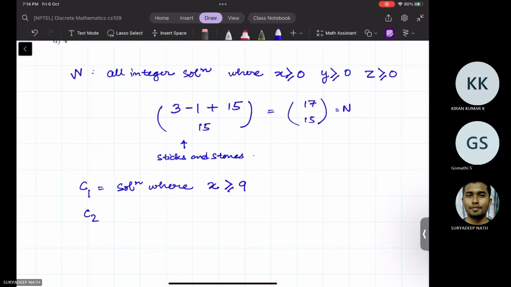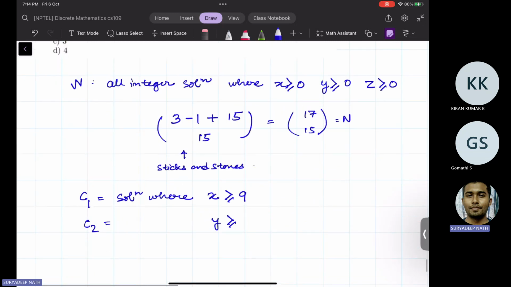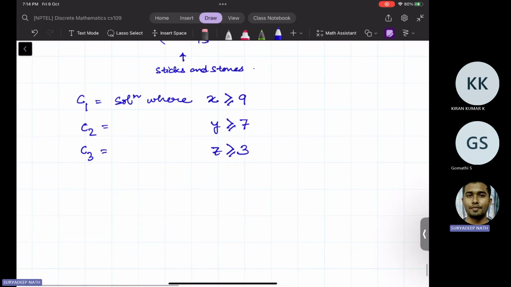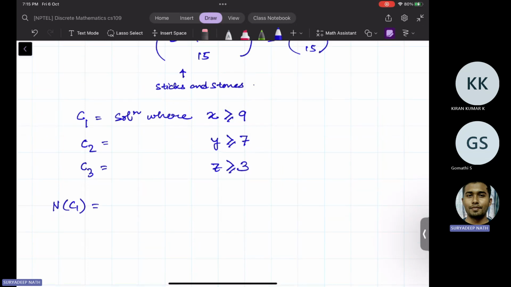C2 is y greater than or equal to 7, and C3 is z greater than or equal to 3. So for N(C1), we'll just subtract 9 from both sides. So x plus y plus z equals 15.